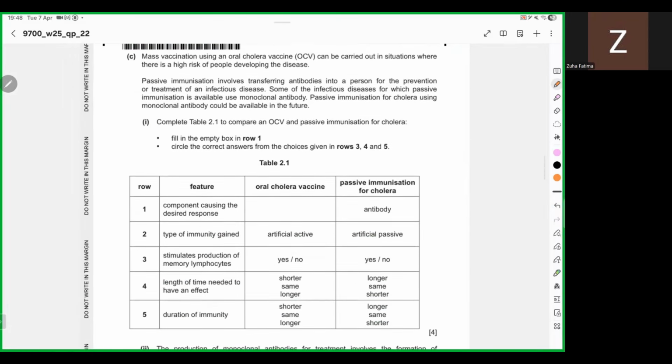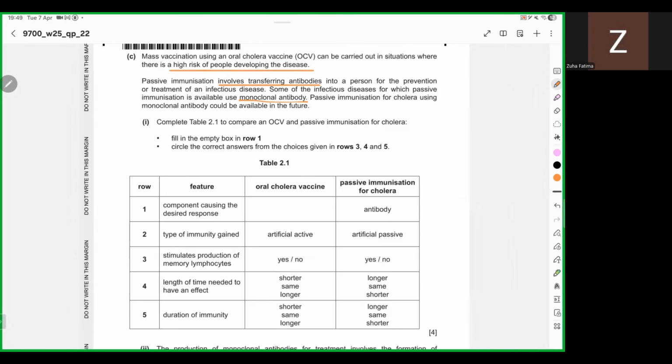Mass vaccination using an oral cholera vaccine can be carried out in situations where there is a high risk of people developing the disease. Passive immunization involves transferring antibodies into a person for the prevention or treatment of an infectious disease. Some of the infectious diseases for which passive immunization is available use monoclonal antibody. Passive immunization for cholera using monoclonal antibody could be available in the future.